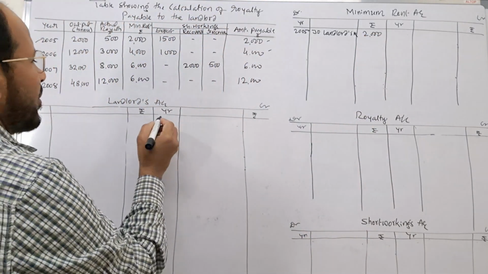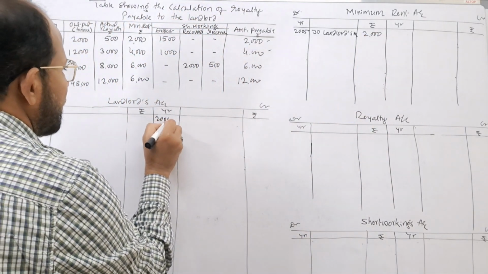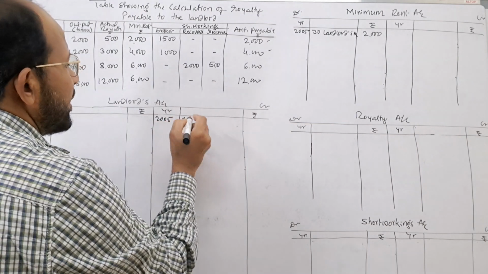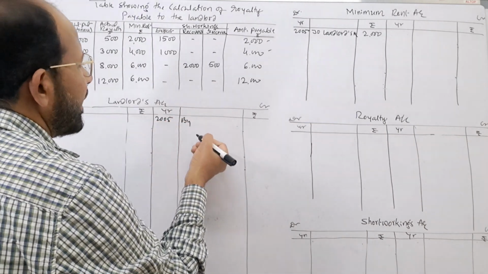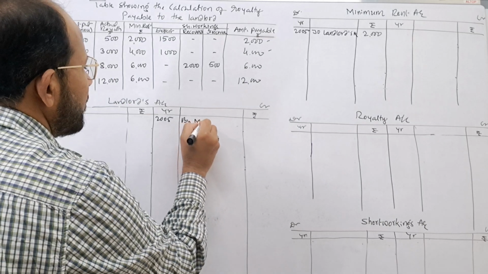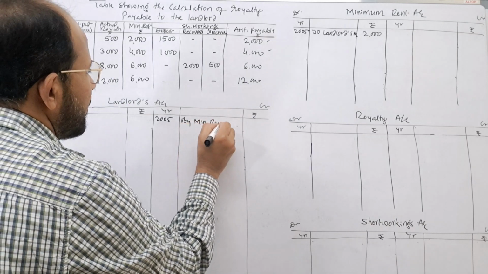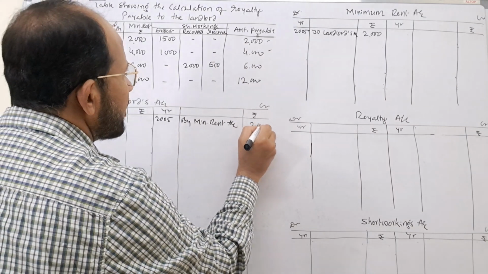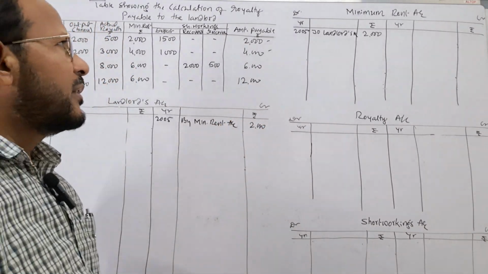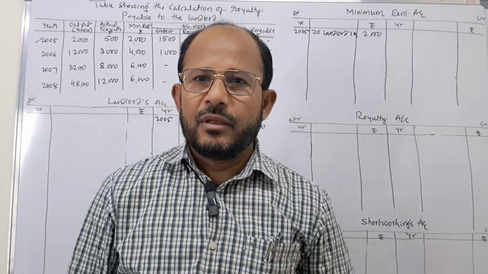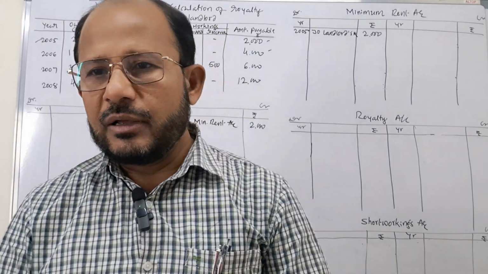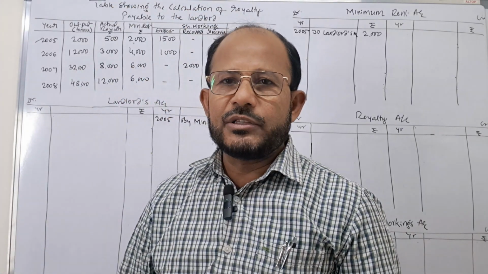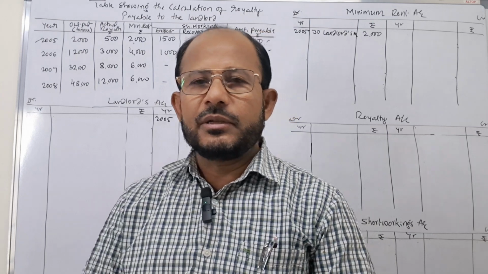Next one is the same amount. I am writing on the credit side of the landlord's account, by minimum rent account. When we post the first journal entry, it comes to rupees how much? 2000. This is the first journal entry. When the minimum rent is payable, minimum rent account is debited and the landlord's account is credited.